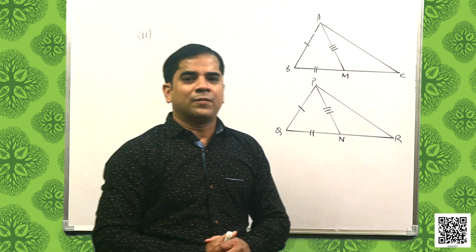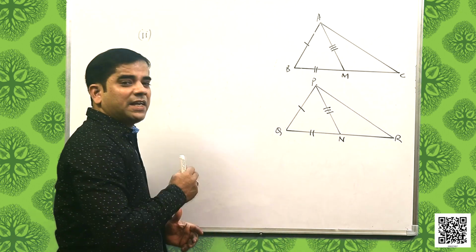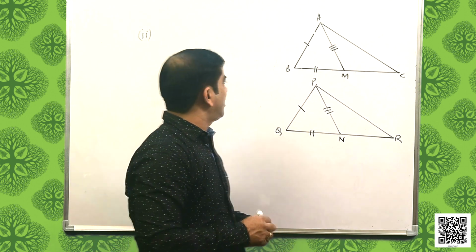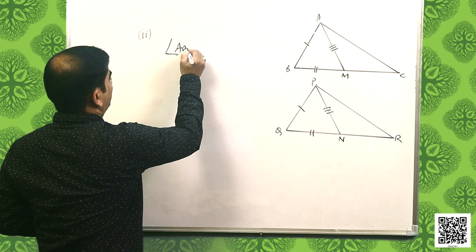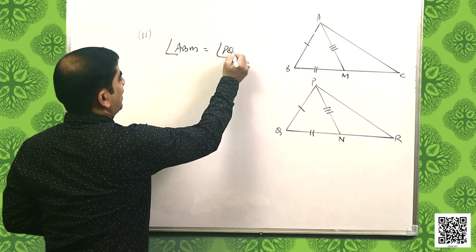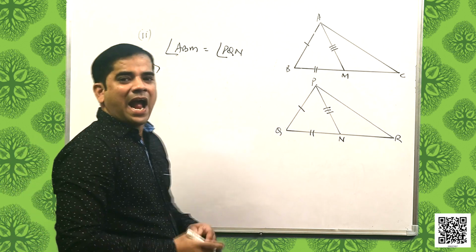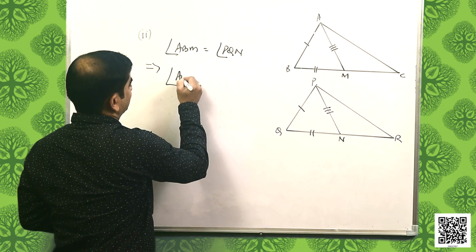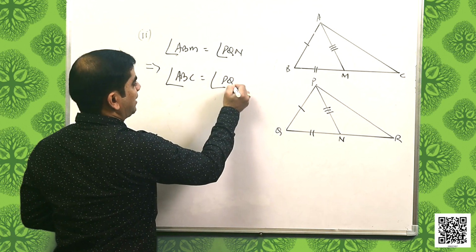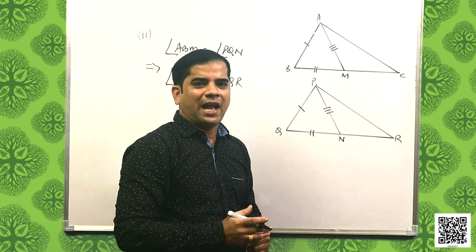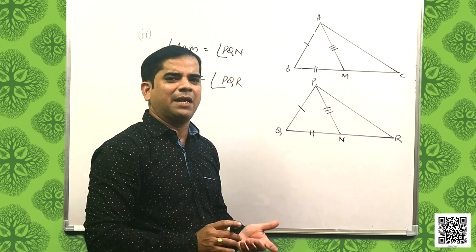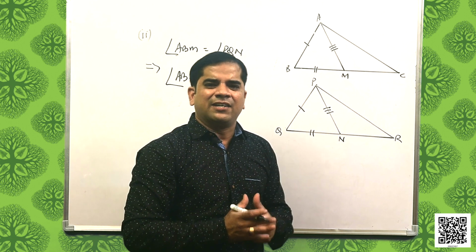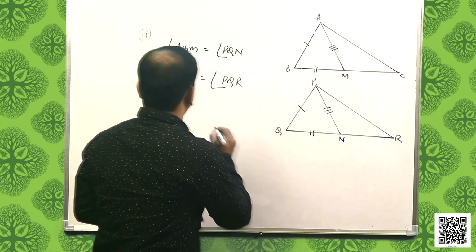Okay. Students, from the previous result we have found that angle ABM is equal to angle PQN. That implies angle ABC is equal to angle PQR, because angle ABM is equal to angle PQN. Now let us consider triangle ABC and PQR.